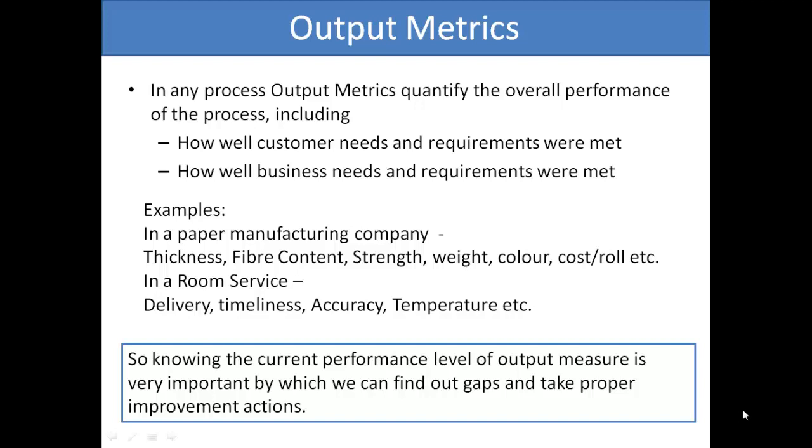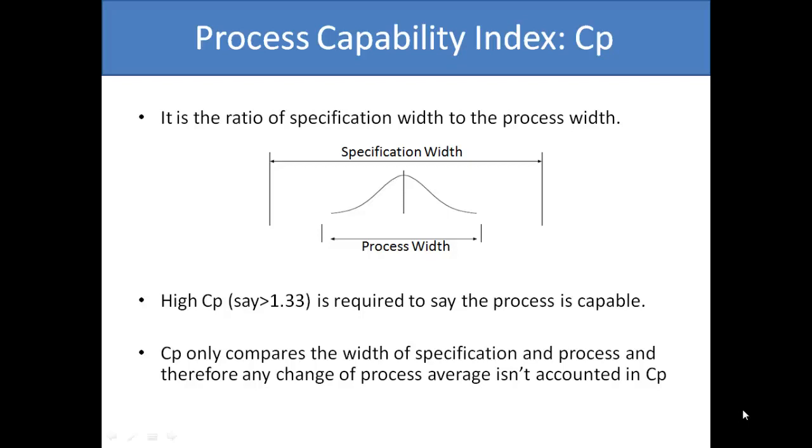First, we will see what CP is. CP is the ratio of specification width to the process width. In the figure shown in this slide, you can observe the specification width, which is the distance between the upper specification limit and lower specification limit, and the process width is plus or minus 3 standard deviations from the process average.